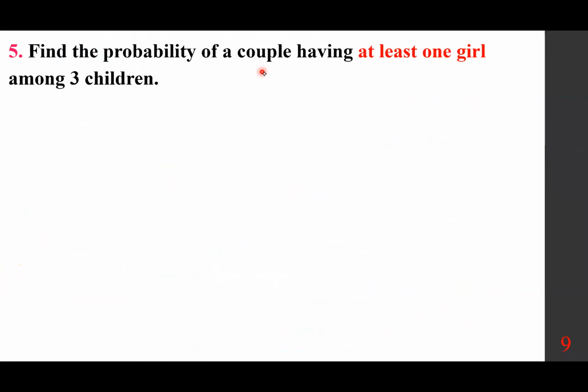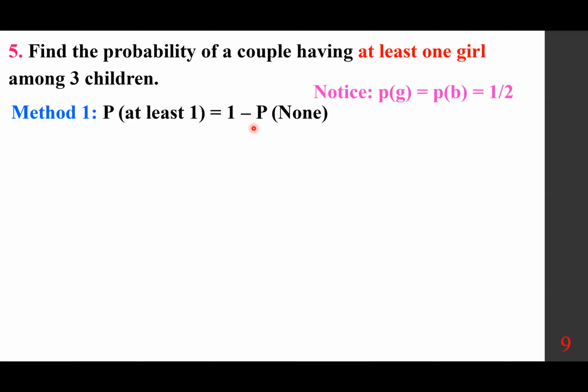Find the probability of a couple having at least one girl among 3 children. Well, we are going to use probability of at least 1 equals 1 minus probability of none. I'm going to use that. We also know that the assumption is that the probability of G equals probability of B equals 1/2. Probability of having a boy and having a girl are the same.